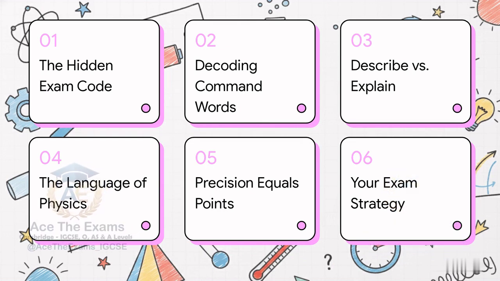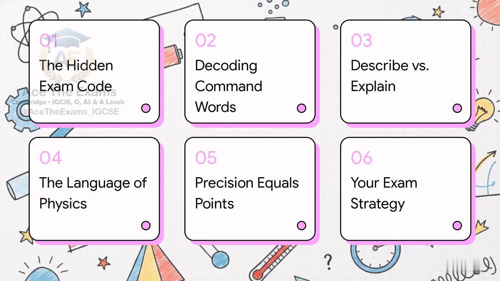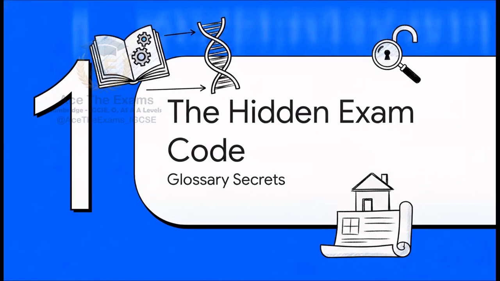We're kicking off with the hidden exam code, then diving straight into decoding command words and describe versus explain. After that, we'll tackle the language of physics, prove exactly why precision equals points, and finally, wrap it all up with your exam strategy. All right, let's jump into Section 1, the hidden exam code.